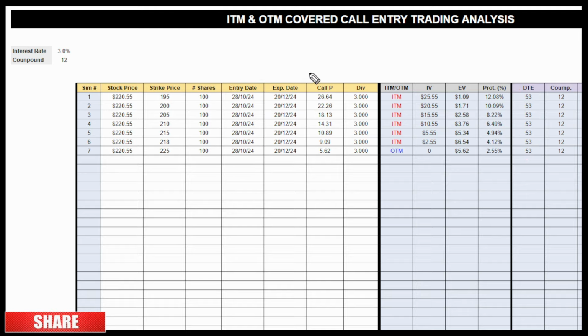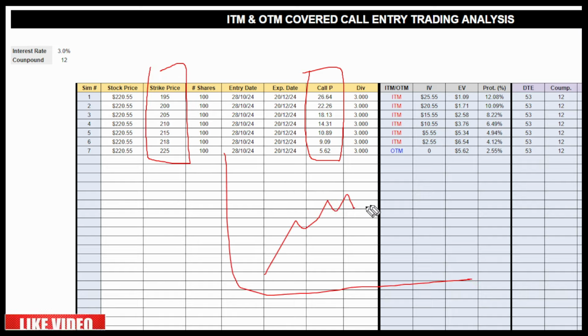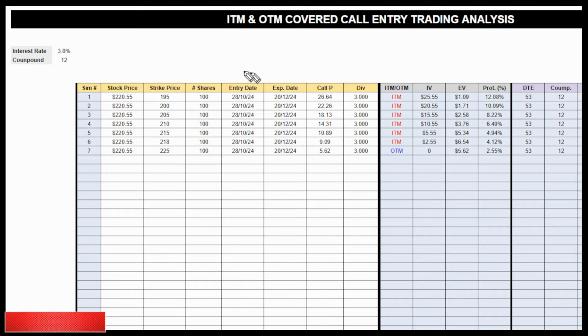The only thing that's going to change is the price of the call option and the strike price. Because remember, we are here at 220. The deeper in the money we go, the more intrinsic value there is, and the bigger the premium. The higher up we go, the less intrinsic value there is, and of course, the less premium we have to capture. So in this case, we collect 26.64, as you can see, for the 195 strike price. This was the bid, by the way.